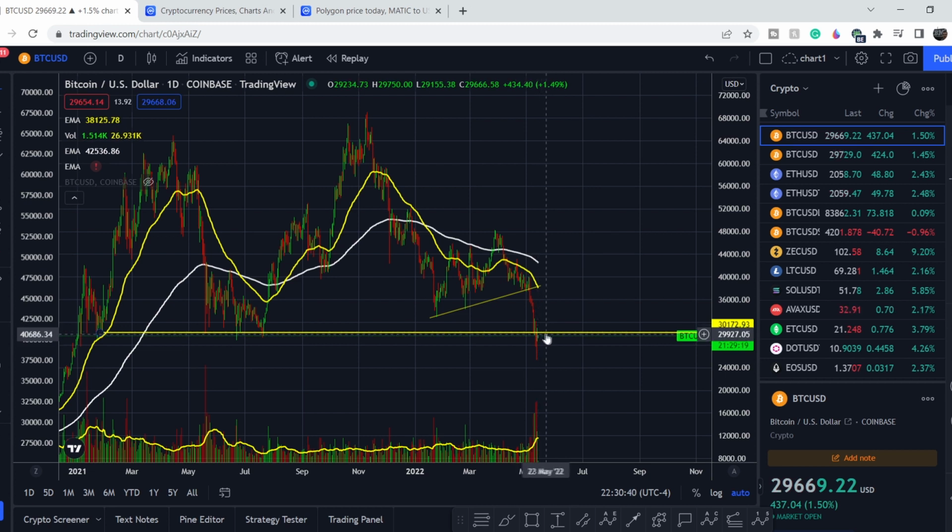and for now we are approaching a crucial point, because if we break this range of resistance and Bitcoin will be above this level, and the next daily candle or several daily candles will be above this range, definitely we might see at least a medium-term bull run.